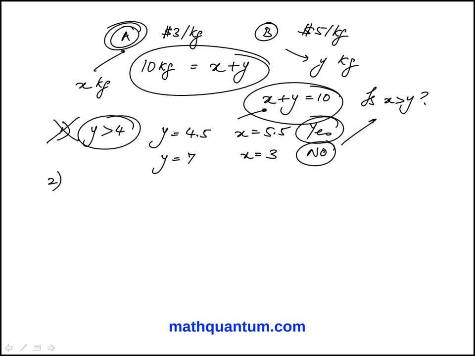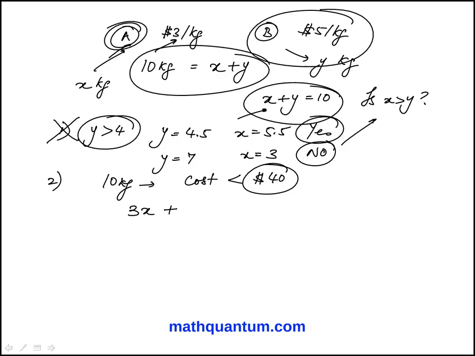Now 2 says the cost of the 10 kilograms of material is less than $40. So there are two ways we can do this problem. The first is, the cost for X kilograms of material A would be the cost per kilogram times the amount, which is 3 times X kilograms, plus the cost of material B, which would be 5Y. And the condition is this is less than $40.